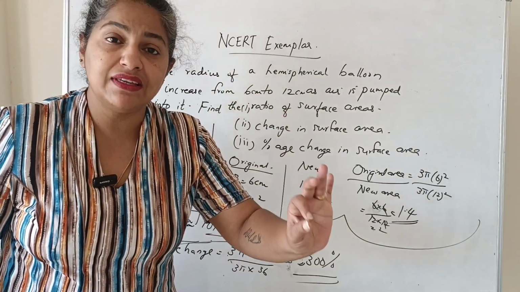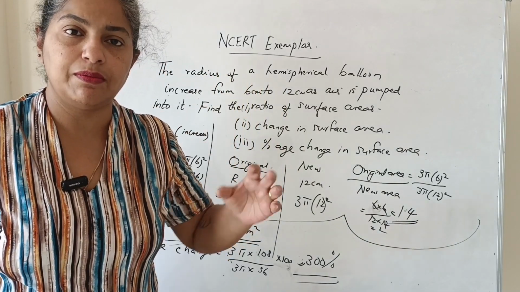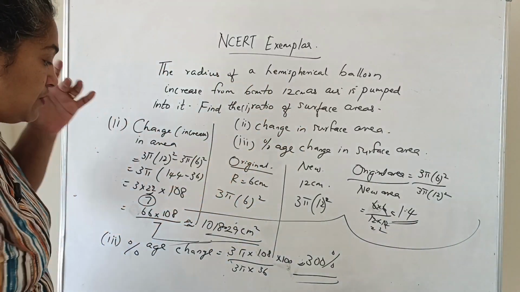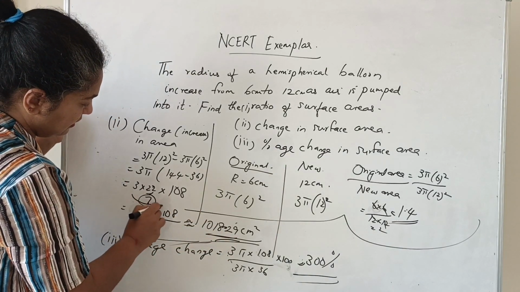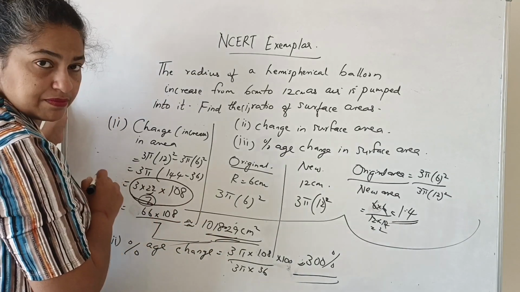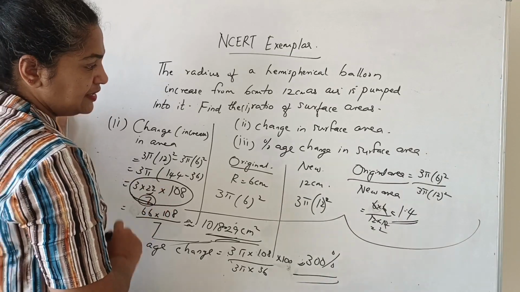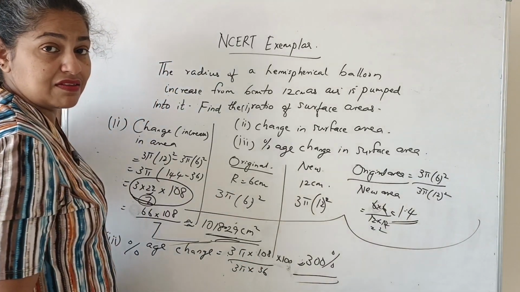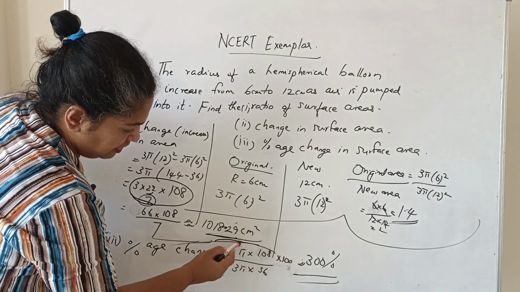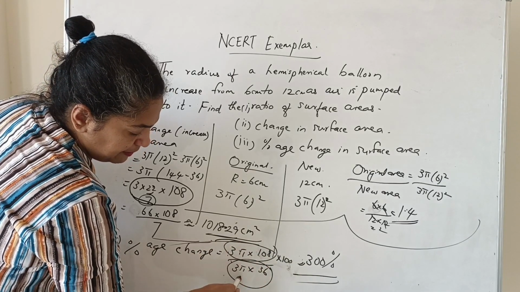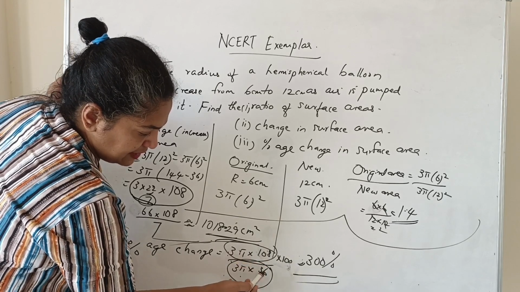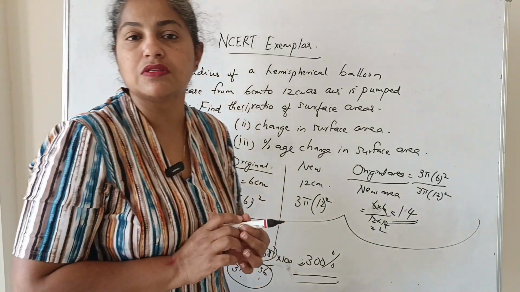Now we need to find the percentage change. Now the percentage change is given by the change divided by the original value. Now instead of taking the change in this way, I have taken this particular thing. The reason being 108 is divisible by our 36. So this is the change in area divided by the original area. So 3 pi and 3 pi got cancelled. 108 by 36 is a 3. 3 into 100 is a 300%.